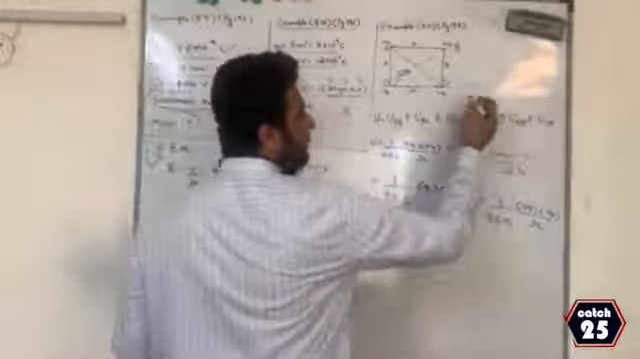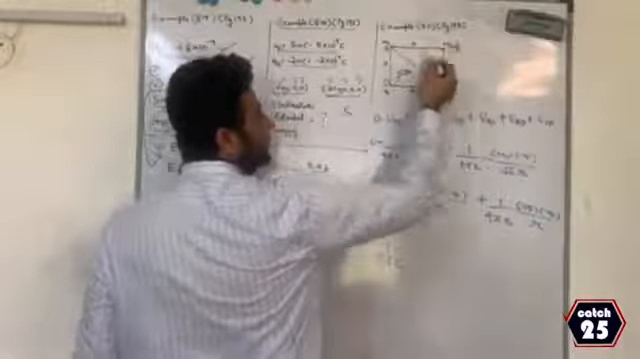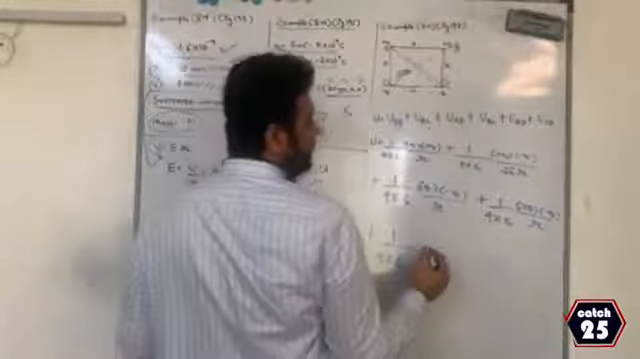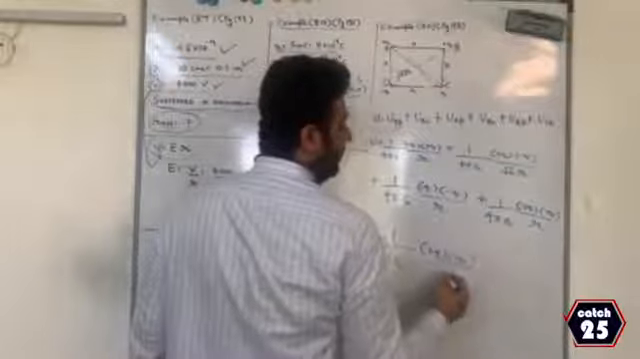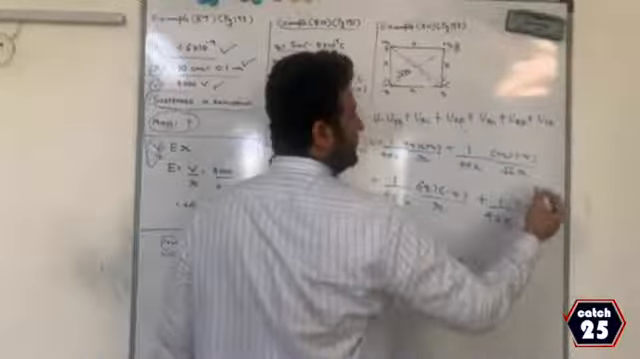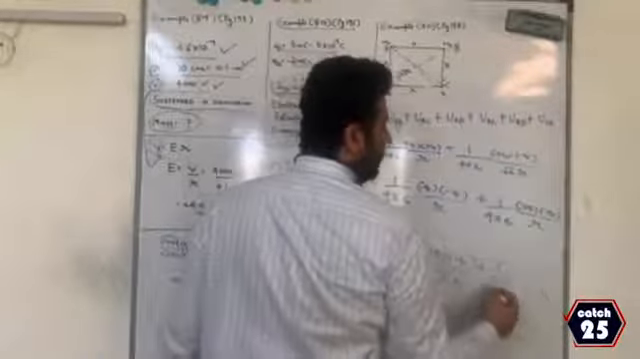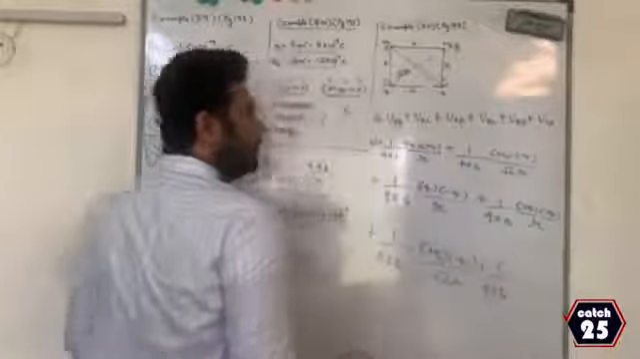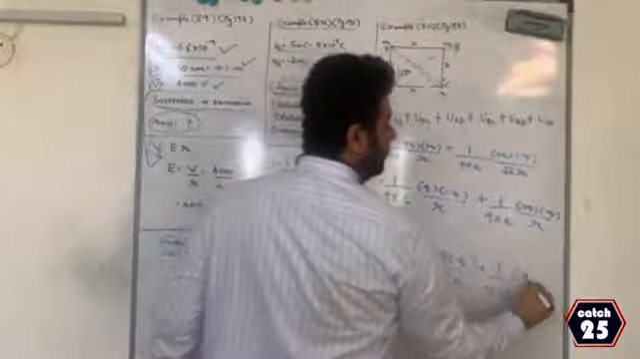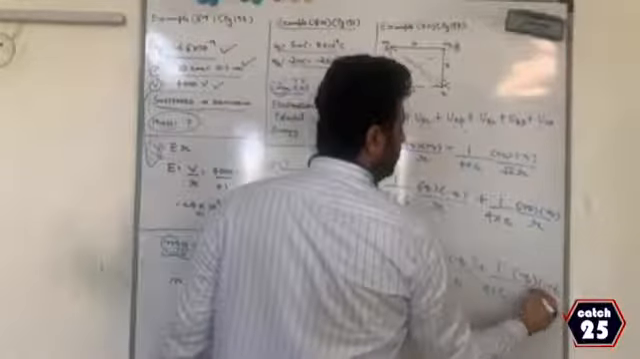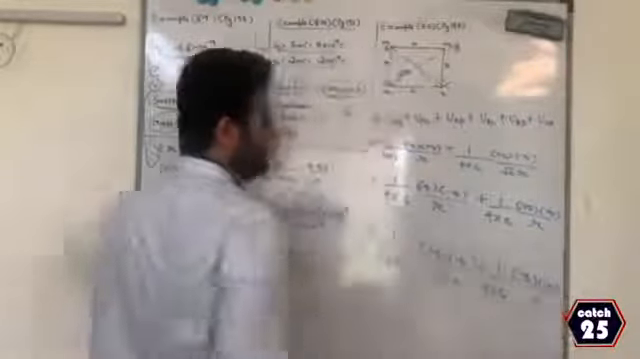Fifth one is between B and D. Therefore, it is plus Q minus Q by root 2R, plus last one between C and D, 1 by 4 pi epsilon naught, C minus Q, D minus Q upon distance R.